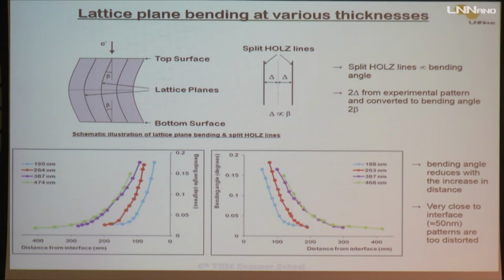Based on that, we try to calculate the bending angle of the lattice plane for different thicknesses. If you consider this as 0, the interface, less than 50 nanometers from the interface we can't see any CBD patterns because the bending is too big and the patterns get distorted. You need to remember that we have assumed that the cause for the split Holsteins is lattice plane bending. Later we will use analytical models to check whether our assumption is correct or not.